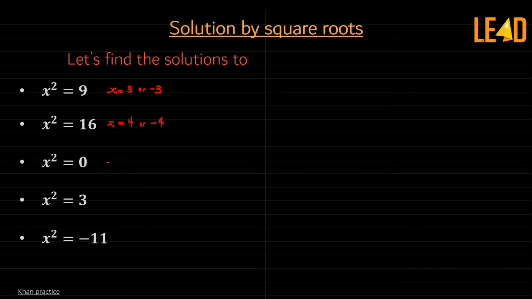Next we have x squared is equal to 0. For this, x is just equal to 0. That's one solution, and we said that in the previous video. x squared is equal to 3. We would have x is equal to square root of 3 or negative square root of 3.